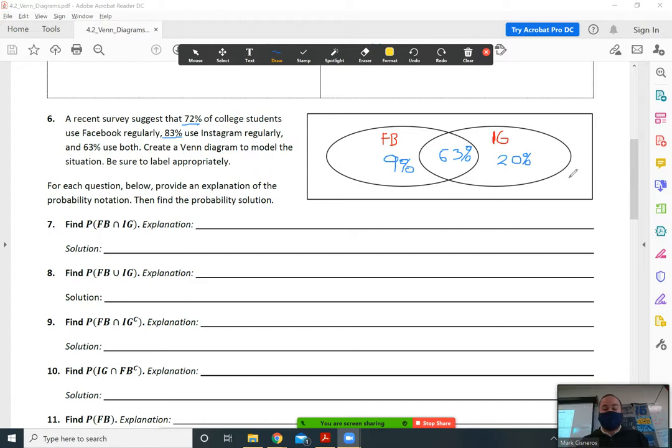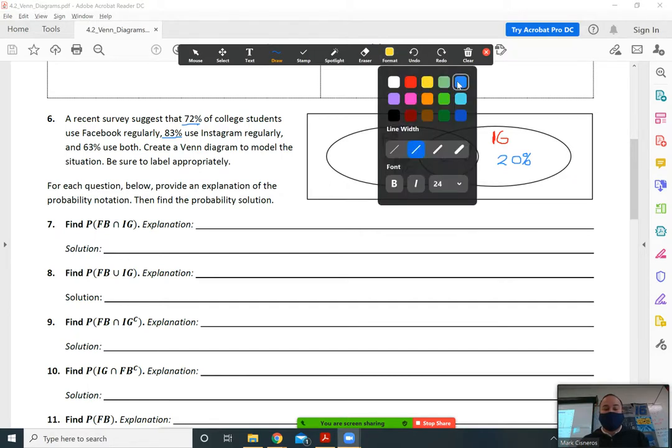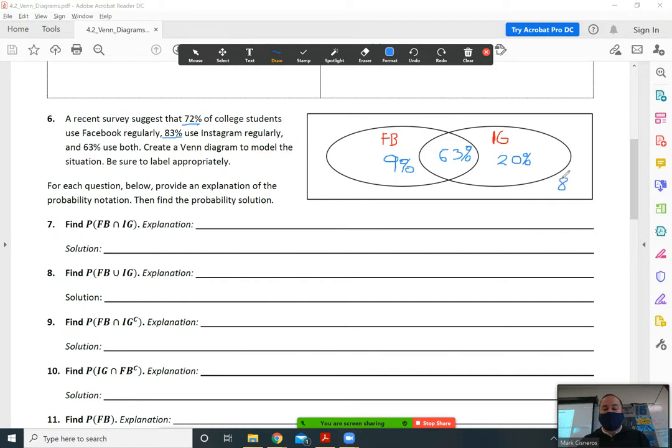What'd you get, Claudia? 92% total. So what is this number out here? What's the total got to be when we're talking about percentages? 100. So this has to be 8%. Whoops, why is it yellow? This has to be 8%.